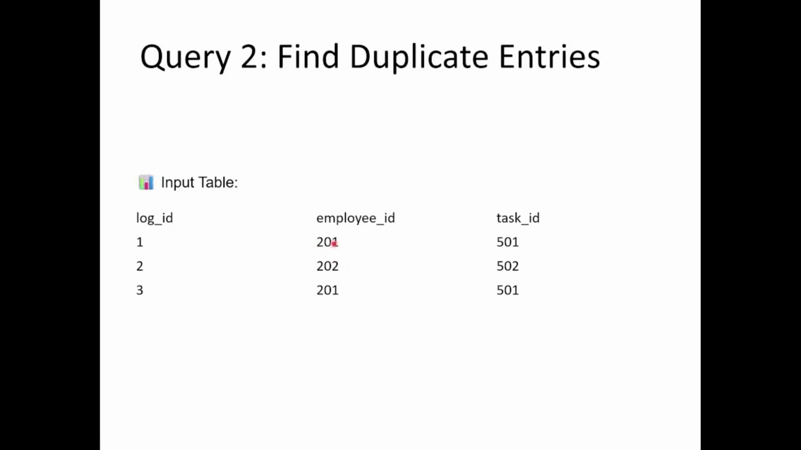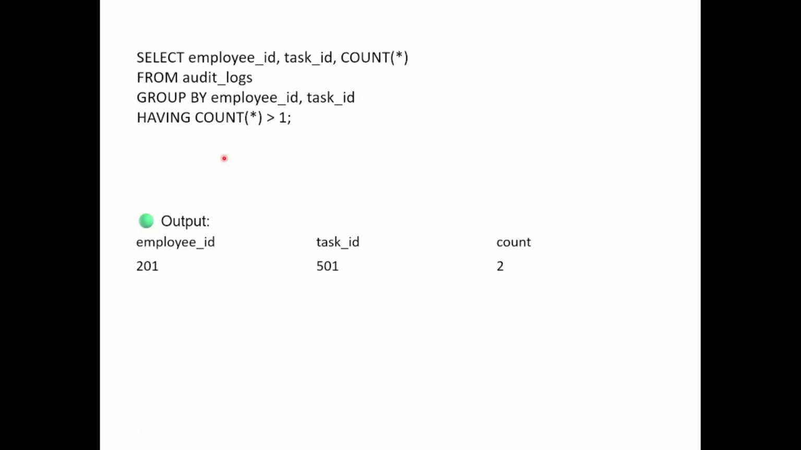So here in this case, this combination of employee ID 201 and task ID 501 is repeating more than once. As a result of that, this query will fetch out the duplicate entries. I hope you are able to query it yourself.